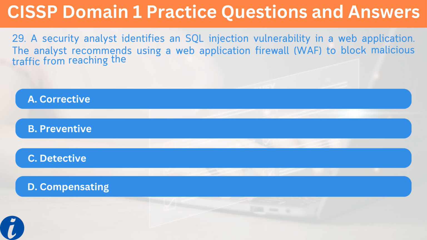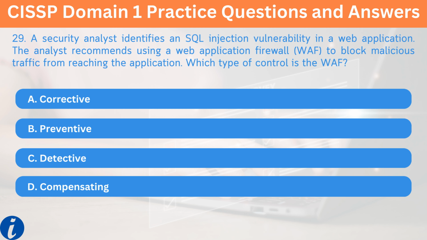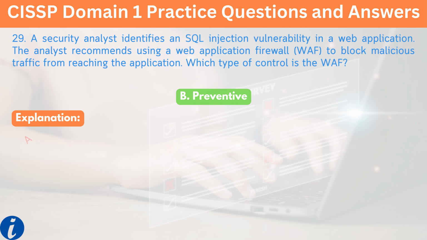29. A security analyst identifies an SQL injection vulnerability in a web application. The analyst recommends using a web application firewall, WAF, to block malicious traffic from reaching the application. Which type of control is the WAF? A. Corrective. B. Preventive. C. Detective. D. Compensating. The correct answer is B.